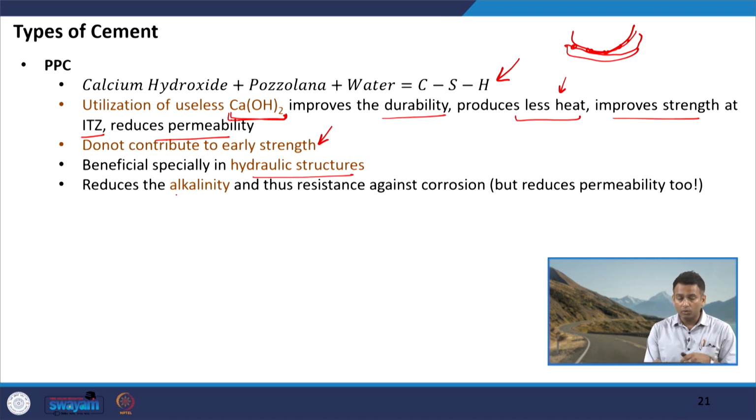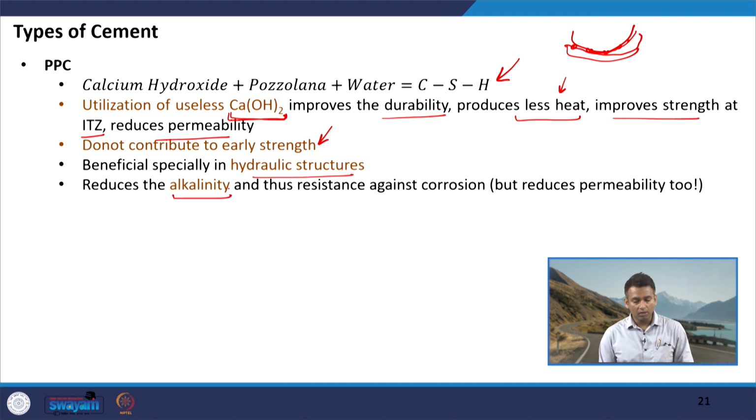So, the utilization of calcium hydroxide by the pozzolanic material will ultimately reduce the alkalinity in the concrete, and thus it will also reduce to some extent the corrosion of the reinforcements. However, since it reduces permeability, this effect is not very significant. Okay? It reduces permeability, which means the chances of corrosion itself will reduce, because water will not be able to percolate and then attack the reinforcements.